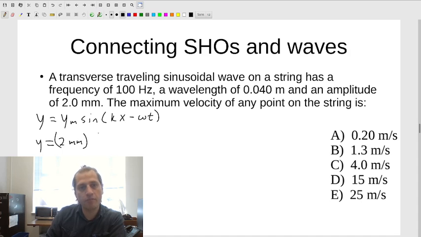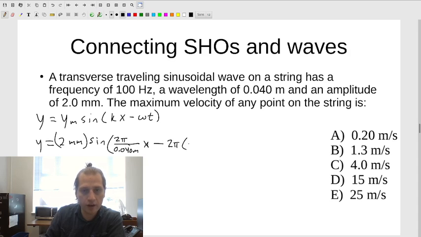I have my sine of kx, so that would be 2 pi over the wavelength. So the wavelength is 0.040 meters, times x minus omega. Then omega is going to be 100 hertz, so that would be 2 pi times 100 hertz, which gives me the angular frequency, times t.